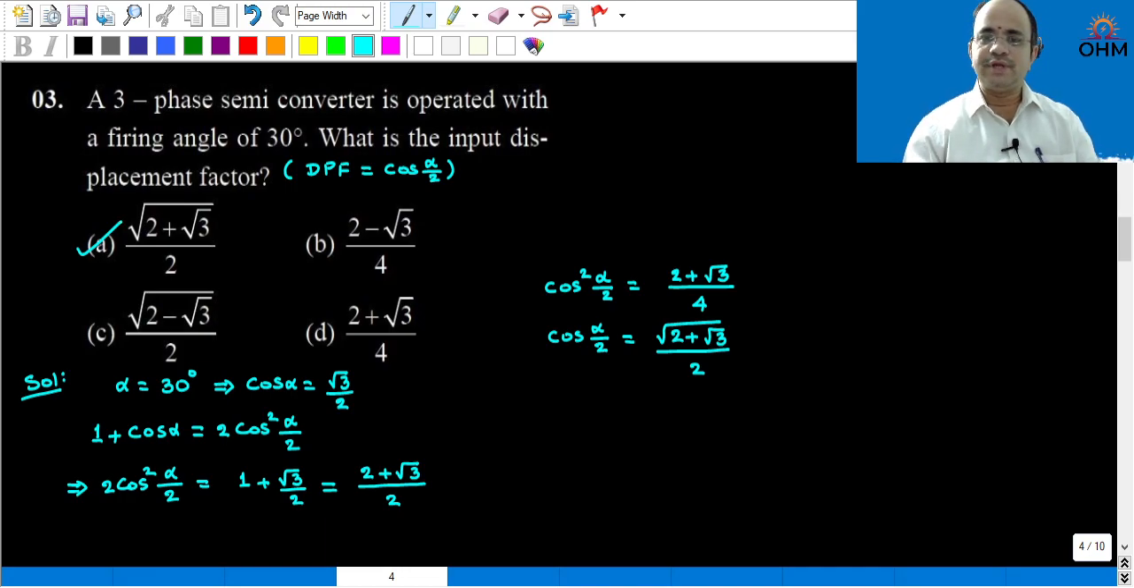Okay, suppose three-phase semi-converter is given. If the same question is given for single-phase full converter, single-phase semi-converter, three-phase full converter, three-phase semi-converter, what is the DPF formula, what is the IPF formula, what is total harmonic distortion. So like that, if you revise it, it will be a quick revision.